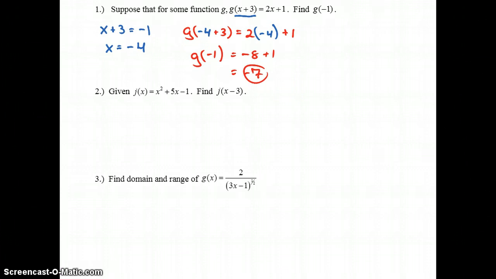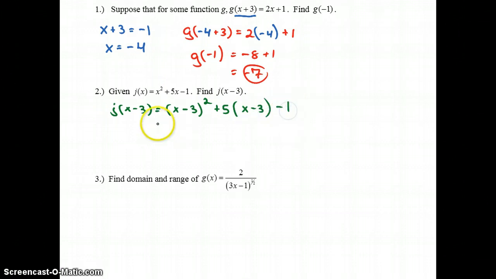So, the second problem. I have j of x, it's this quadratic function, but I don't want to figure out what j of x is, I want to figure out what j of x minus 3 is. So, I'm going to instead for every x put in x minus 3. J of x minus 3 will be equal to not x squared, but x minus 3 squared. Plus 5, not x, but x minus 3.